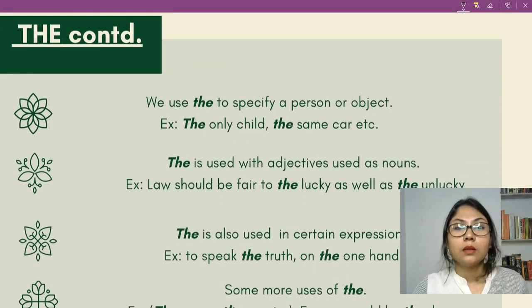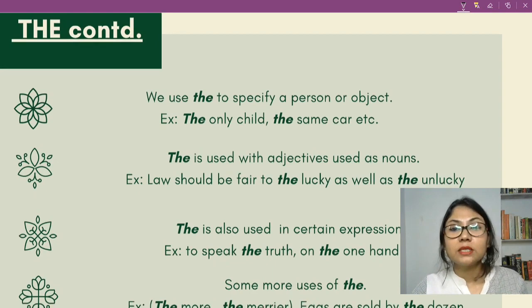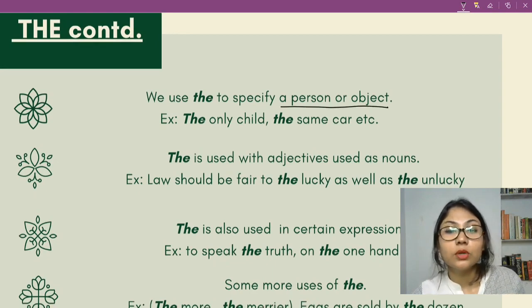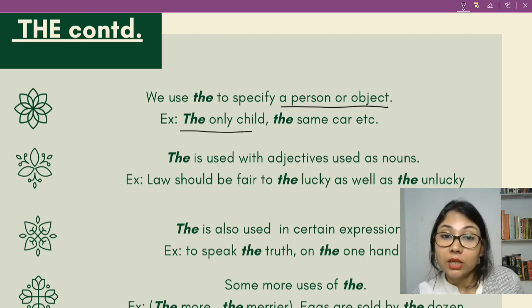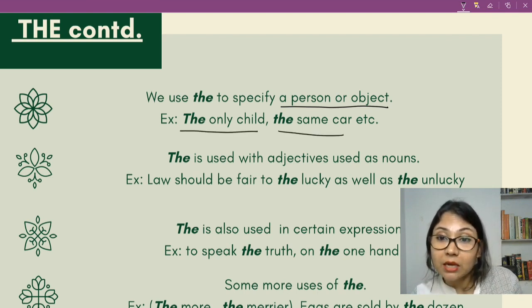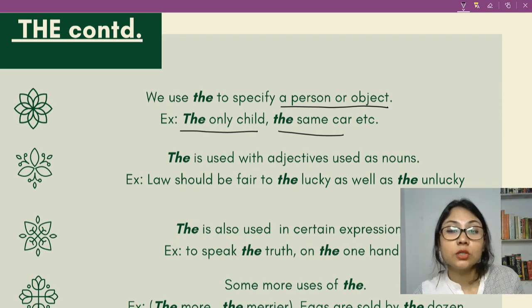Okay. We use the to specify a person or object. Look here: the only child, the same car. So I'm specifying a particular person over here and a particular object over here. Let's move on to the next use.